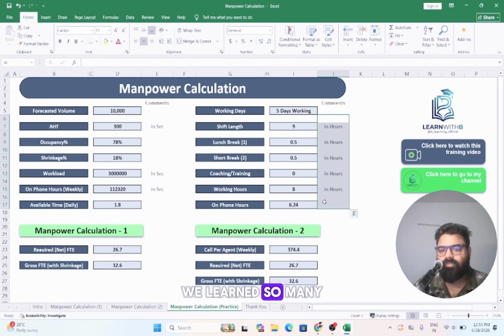So this is all for today's session. We learned so many things: how to calculate manpower, how to calculate workload, how to include shrinkage.